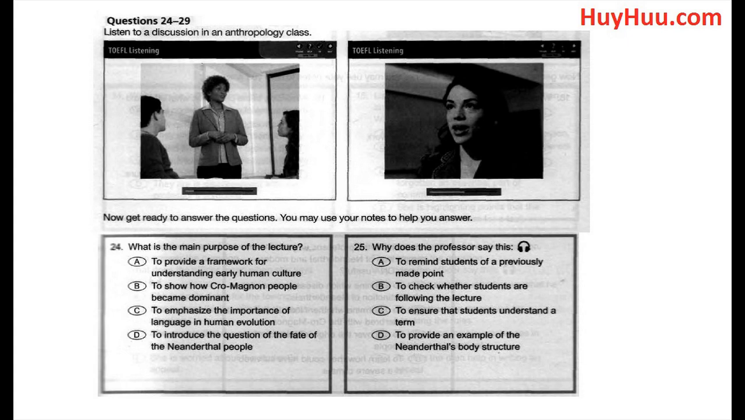Now, let's first look at how these people compared with the other main group of humans existing at that time, known as the Cro-Magnon. Now, the remains of Cro-Magnon people show that they were anatomically similar. In other words, their body structure was physically more or less identical to modern humans.